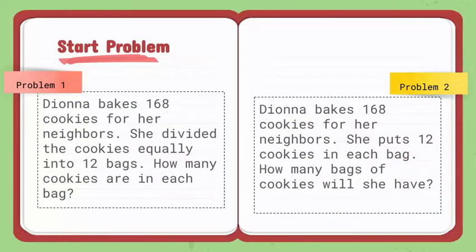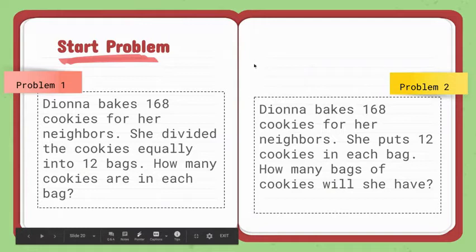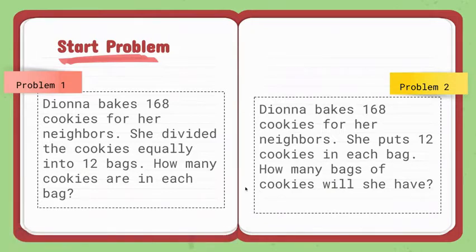Our start problem today actually has two problems, and they are very similar. It's just like what we did yesterday. We have problem 1 right here and problem 2 right here. Before I read both of them, I want you to think to yourself, which problem, 1 or 2, are we having to find how many groups there will be? Once again, I want you to find which problem, 1 or 2, do you actually have to find out how many groups there are?